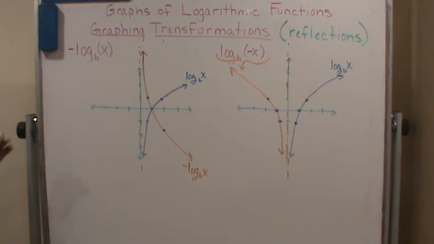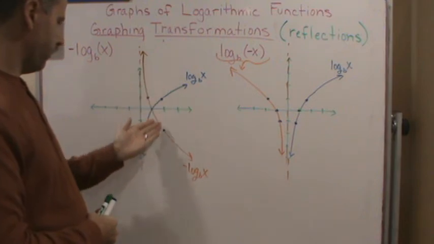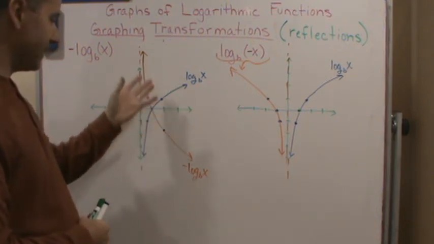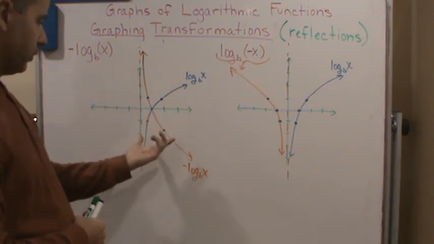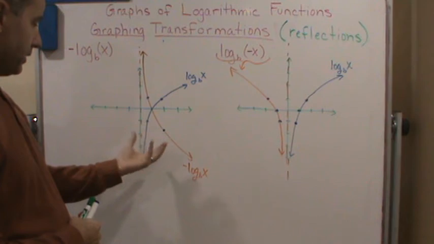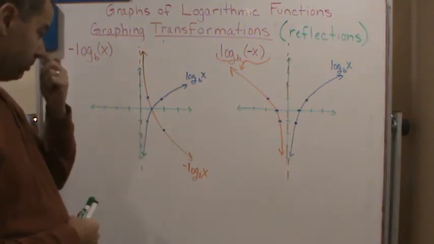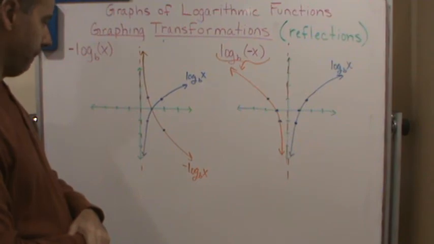Also, look at the domain. So here, what's the domain? The domain is not changing here. The domain is still all positive real numbers. The range, is the range changing? No. The range is still all real numbers.